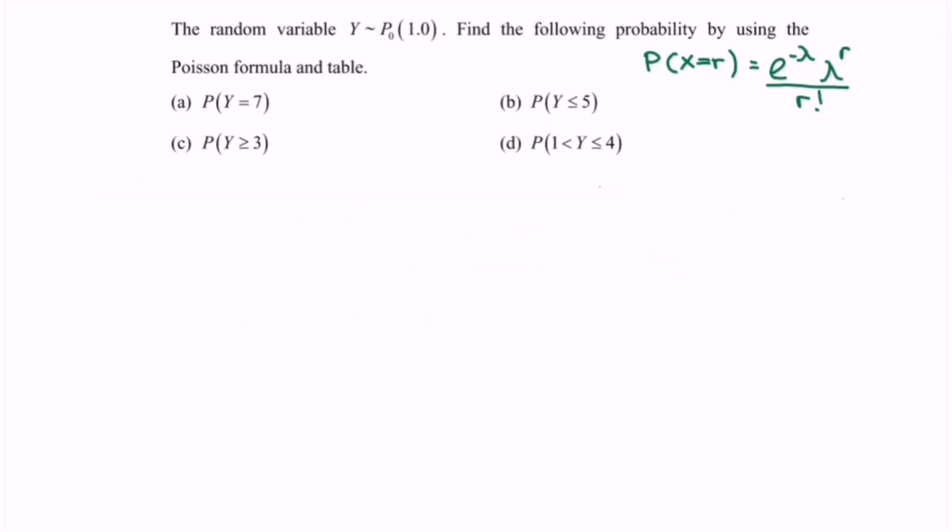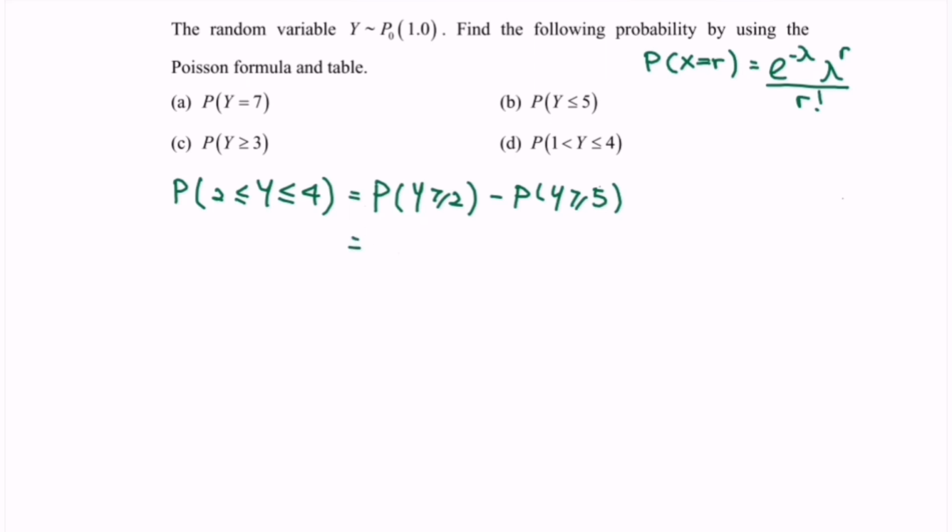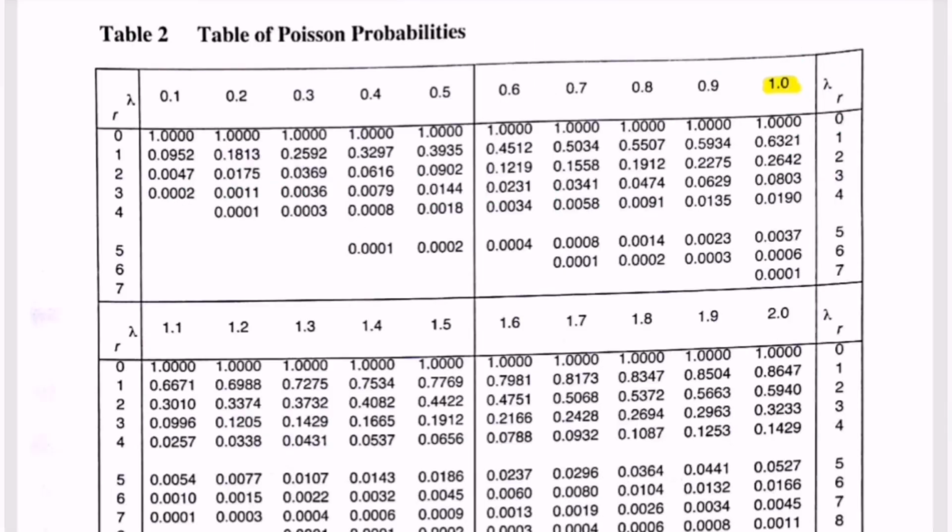Kindly refer to D, where we have to use the table. Previously we already have the probability of y greater than or equal to 2 and less than or equal to 4. By using the table, we are using the greater than table, meaning that we have to create a formula: the probability that y is greater than or equal to 2 minus the probability that y is greater than or equal to 5, because 4 is included. By referring to the table, we are looking for 2, where we have 0.2642, and then the value 5, where we have 0.0037.